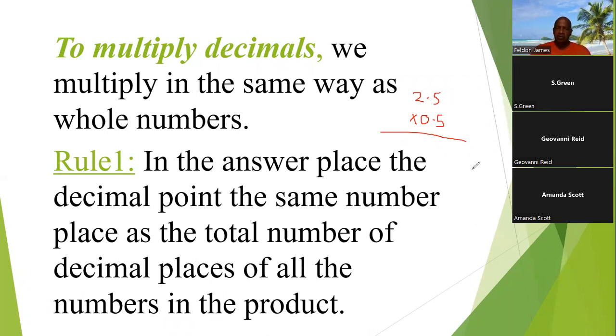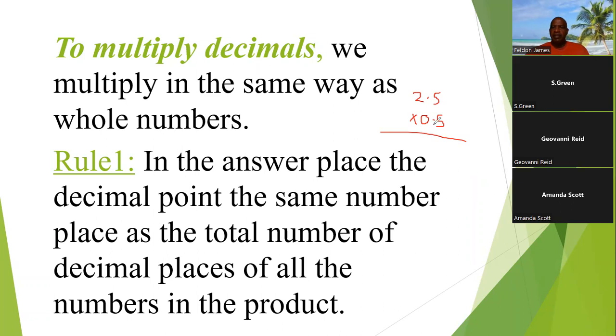then what we're going to do is just multiply in the usual way, ignoring the point. So in other words, we're going to just multiply 25, if you want to think of it that way, by 5. And so you multiply in the usual way and ignore the point. However, when you get your answer, you have to place the decimal point the same number of places as the total number of decimal places of all the numbers in the product.